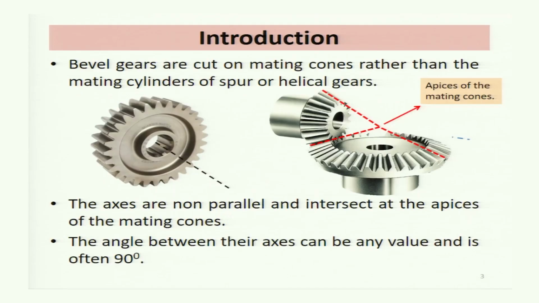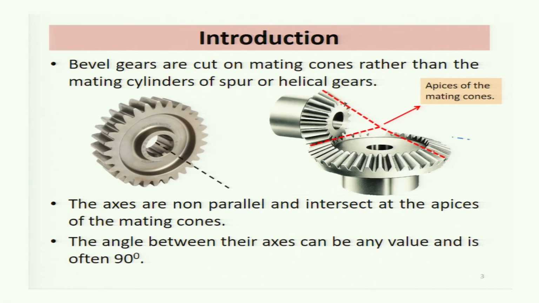of safety. Now if we compare the bevel gear with the two gears which we studied in our previous modules, the spur gear and the helical gear, then both of those gears were made on a cylindrical blank. You see here, this is a figure of a spur gear and this is made on a cylindrical blank. Now if you compare the bevel gear, then bevel gear is made on a conical part. So bevel gears are cut on mating cones rather than the mating cylinders of spur or helical gears.